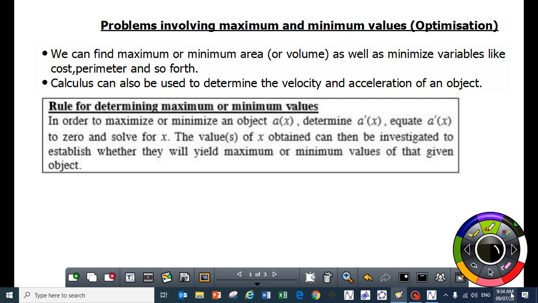Also, you need to equate that first derivative to 0, and then you solve for whatever variable you'll be dealing with. In most cases, it will be x. So you find the first derivative, equate to 0, solve for x. Okay, that x value can be a minimum or a maximum of that specific variable or quantity.